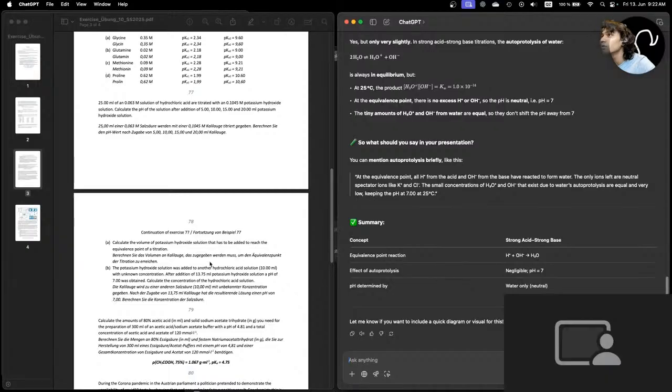At equivalence, also from the last part, you could say, as you can see, after the addition of potassium hydroxide into the hydrochloric acid, between 15 and 20 milliliters, the pH changes significantly, and equivalence point is a stage.